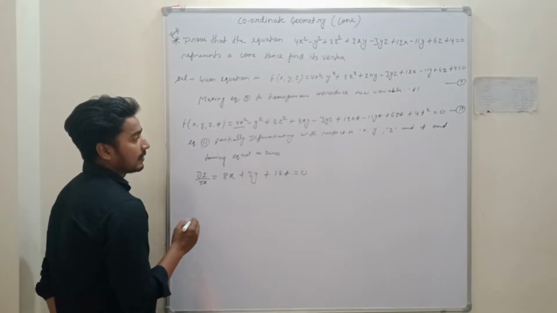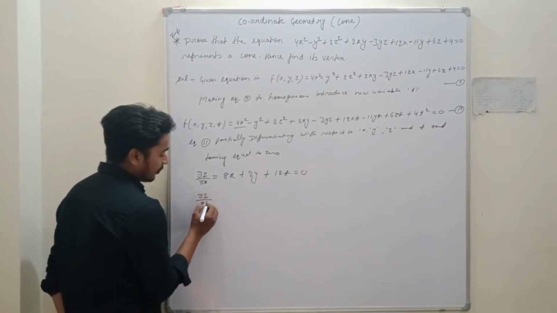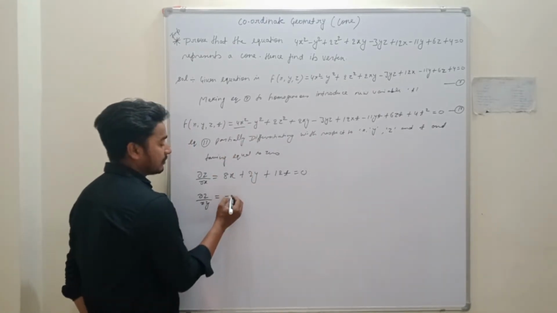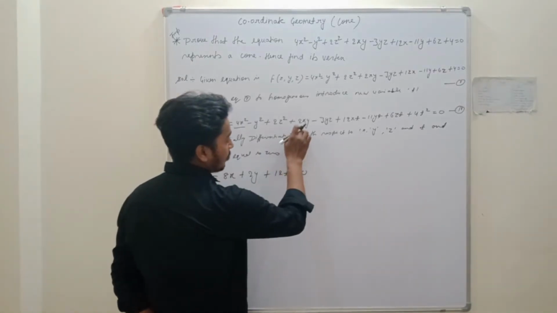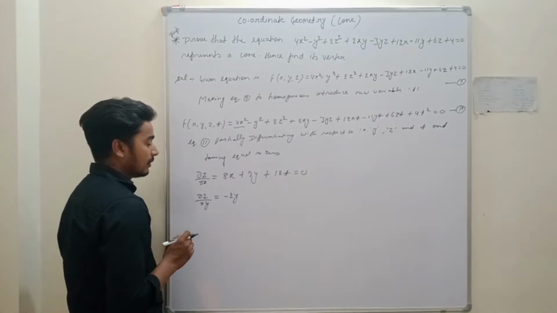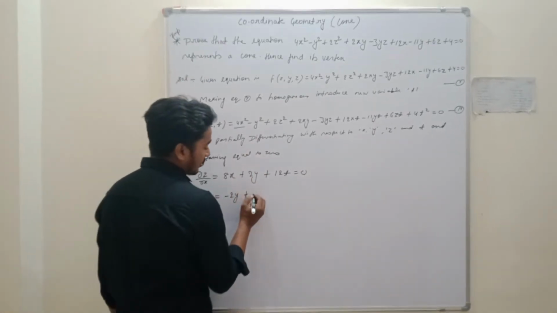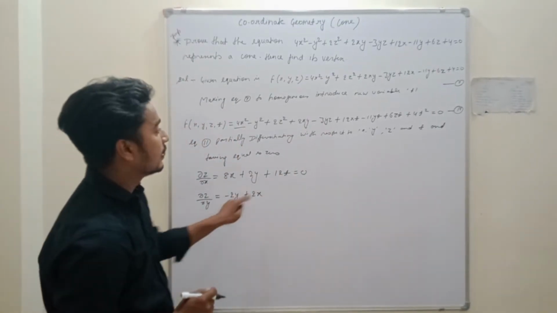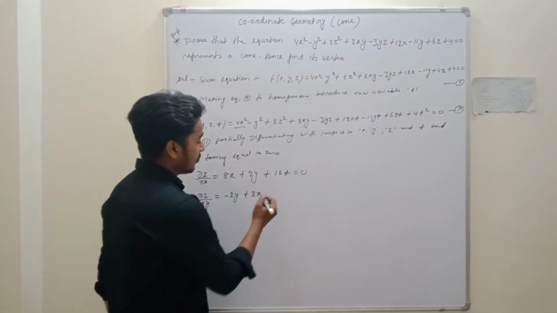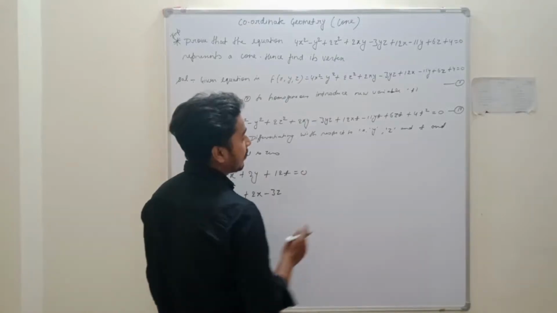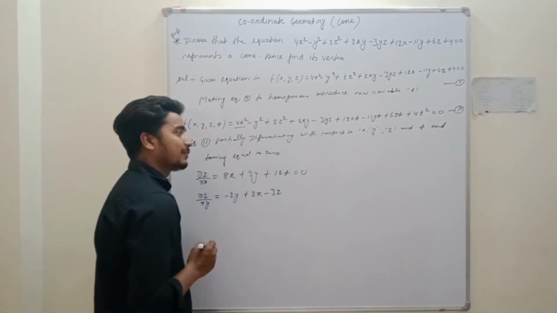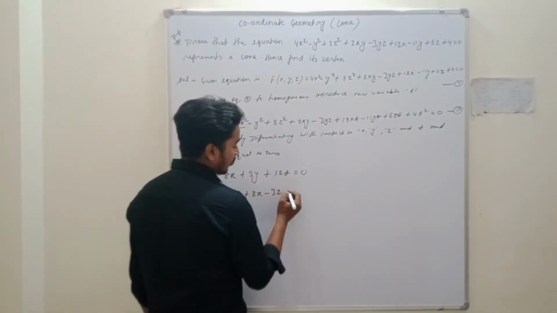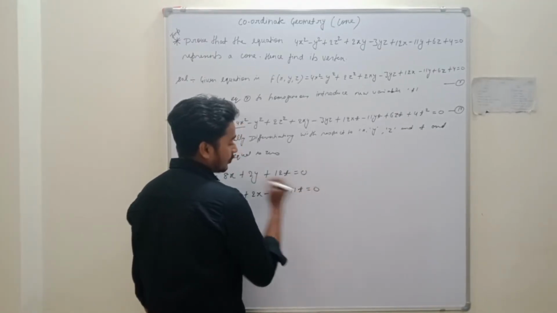Further, differentiating with respect to y, ∂f/∂y: −y² gives −2y, 2xy gives +2x since 2x is constant, −3yz gives −3z since 3z is constant, and −11yt gives −11t, since 11t is constant and y differentiates to 1. This is equal to 0.